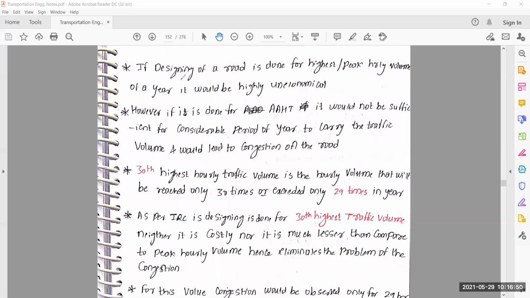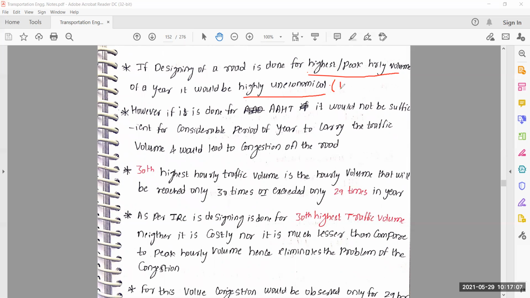If designing of a road is done for the highest peak hourly volume of a year, it would be highly uneconomical, because if we design for the highest or peak hourly volume throughout the year, it will be highly uneconomical.